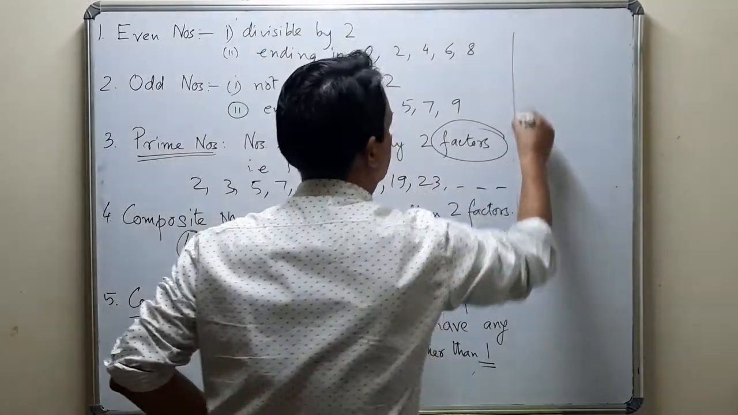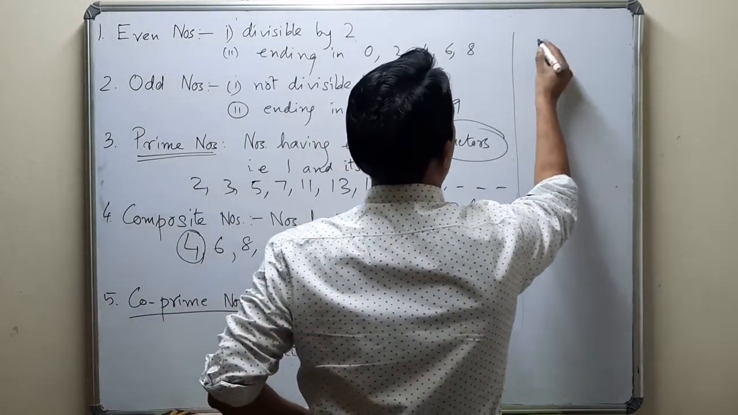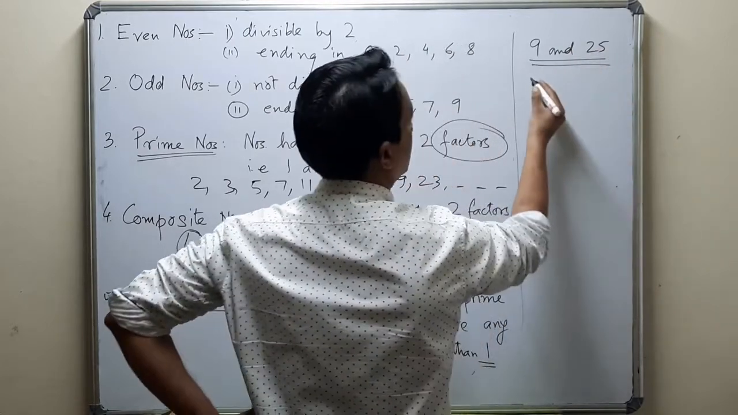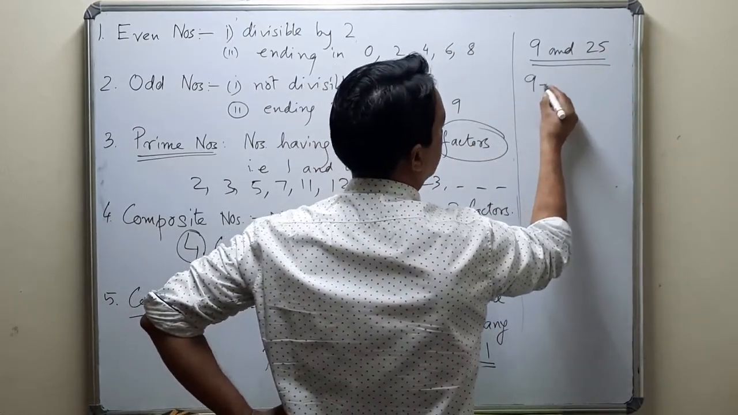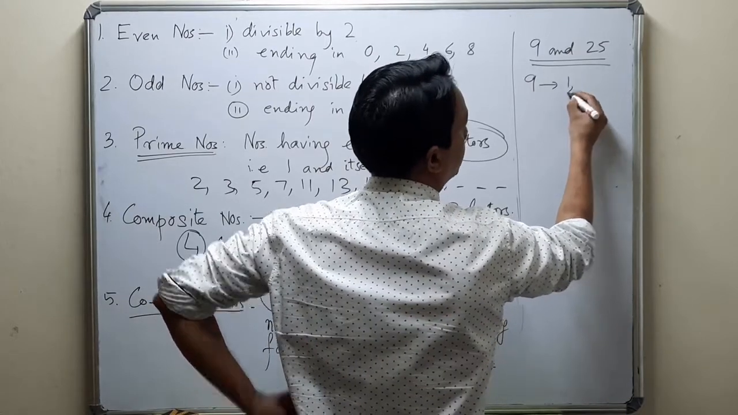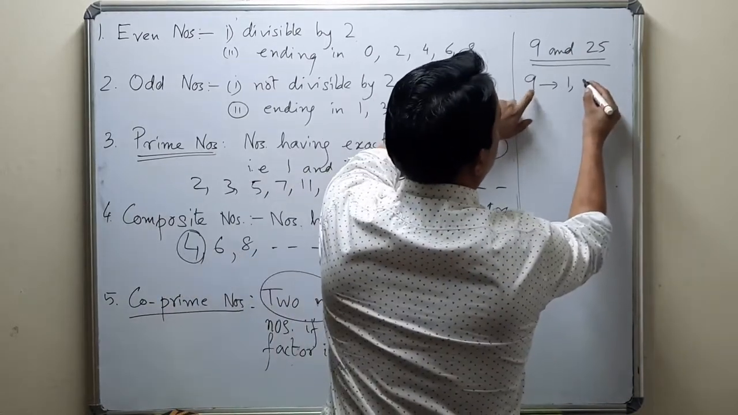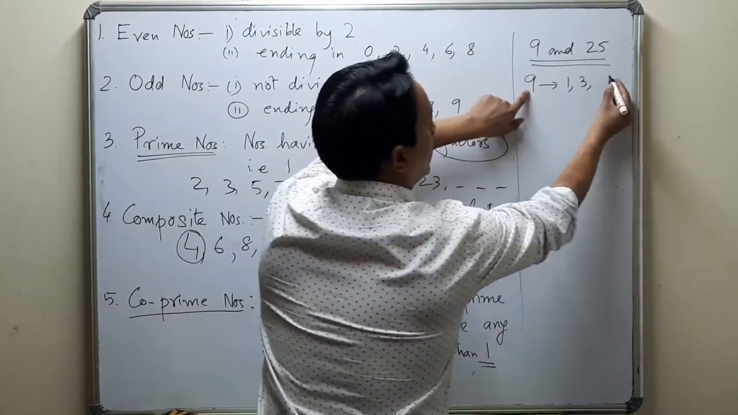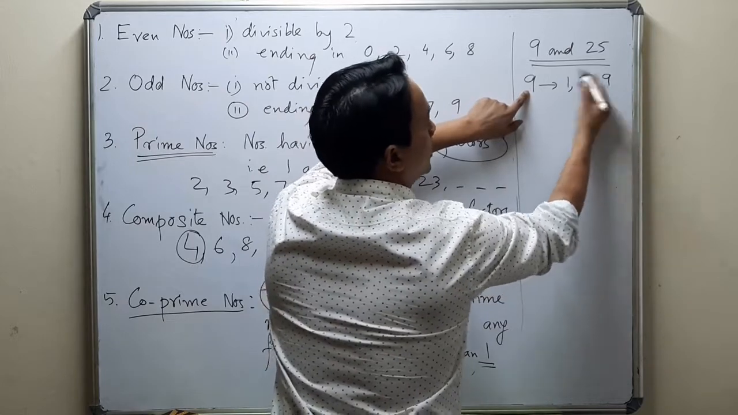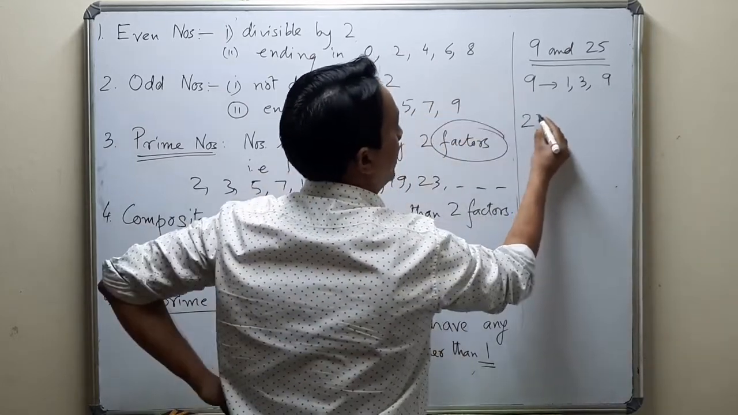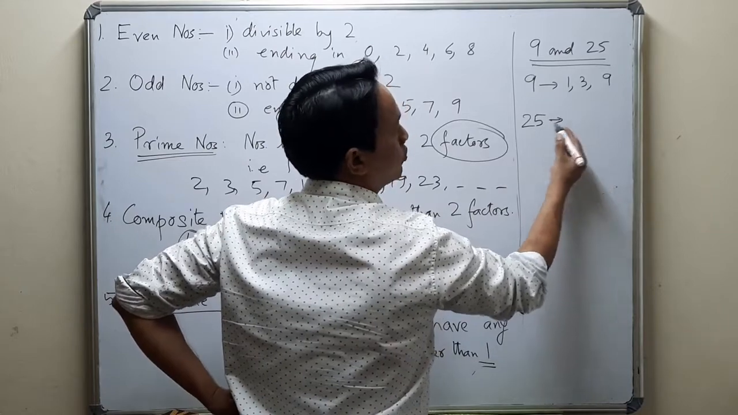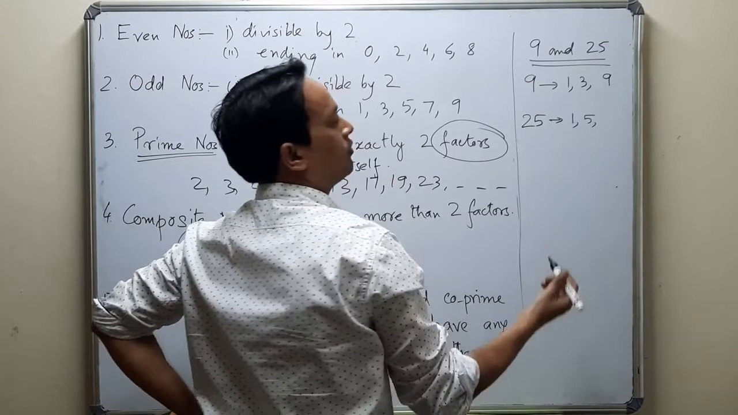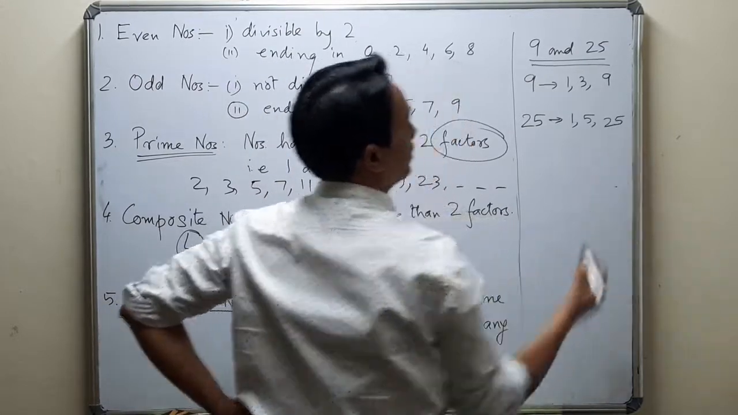Let us take an example. First example, say 9 and 25. Let's look at these 2 numbers. If I take 9, the factors of 9 are 1 can divide 9, so 1 is a factor. Then 3 can divide 9, so 3 is a factor of 9. Then 9 itself can divide 9. So these are the 3 factors of 9. If I look at 25, what are the factors? What are the numbers which can divide 25? 1 can divide 25. 5 can divide 25. Then 25 itself can divide 25.